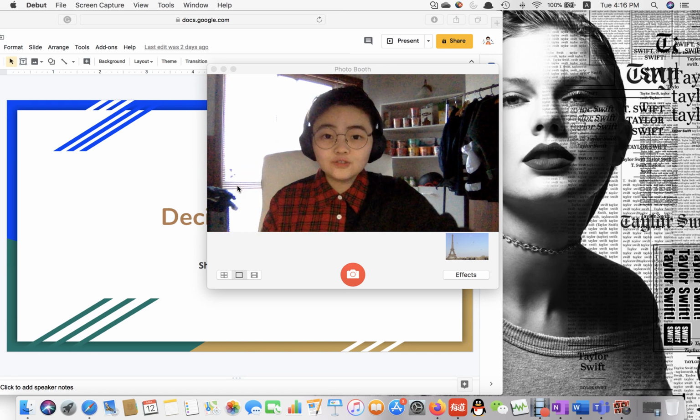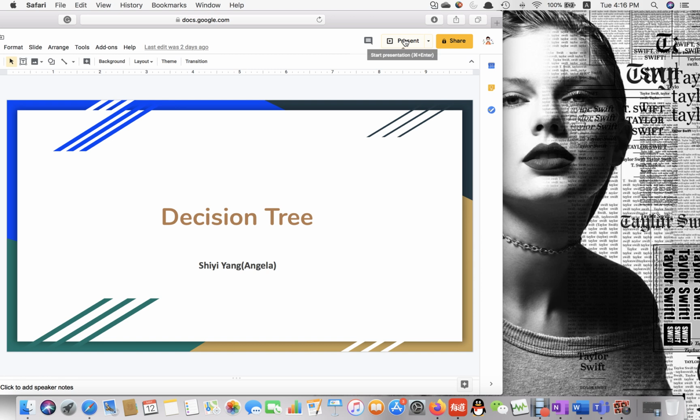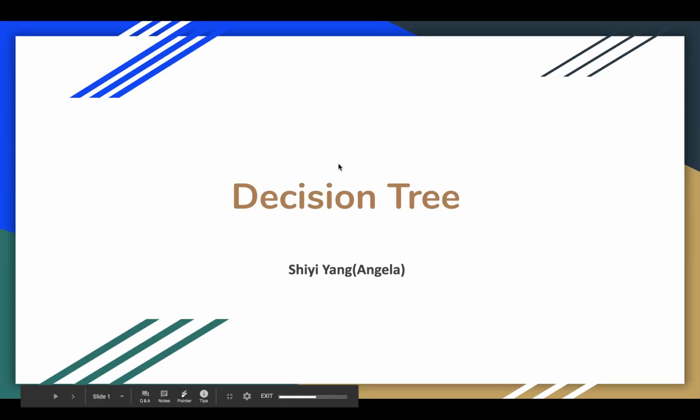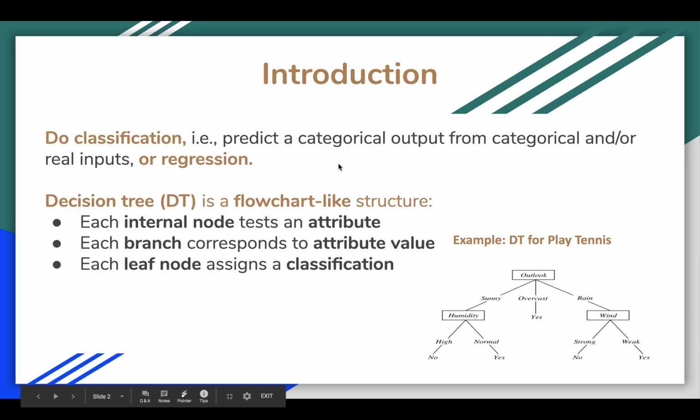Today I will introduce decision tree. So decision tree is a very popular classification or regression model. And in computer vision, we can use that to do pattern recognition. So what is decision tree?